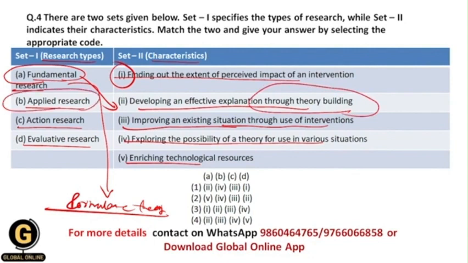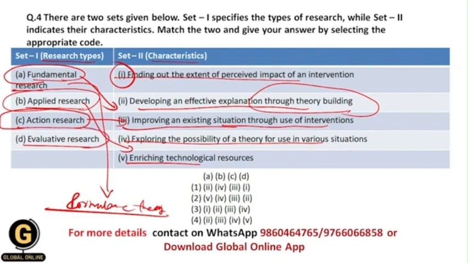Within the applied research we apply the various principles, laws or theories to the problems we are solving. Okay, and that's why applied research will go for the fourth option, exploring the possibility of a theory for use in various situations. Next is action research. So within the action research we solve the existing problems through our interventions or our immediate actions upon it. And that's why C will go for the third option, improving an existing situation through use of interventions.